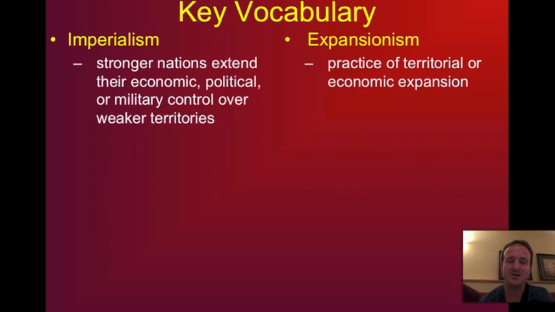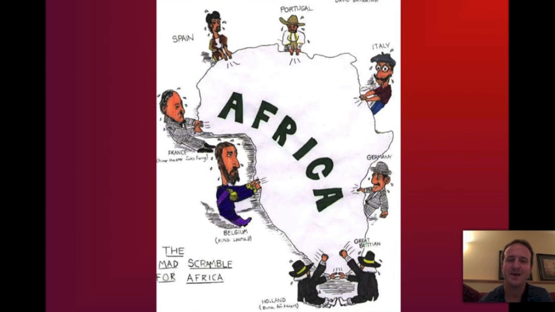Key vocab today: imperialism and expansionism. And we can say this about expansionism: expansionism is kind of a takeoff of what Manifest Destiny was to the United States in the 1800s. That's what expansionism and imperialism is basically as we begin the 20th century at the beginning of the 1900s.